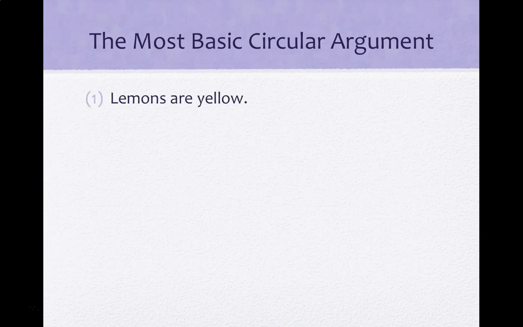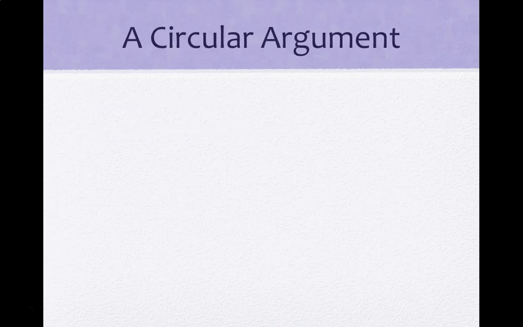So the most basic form of a circular argument is something like this. Lemons are yellow, so lemons are yellow. So this argument obviously has no content, right? It is just the premise followed by the conclusion, which is exactly the same as the premise. But it gives us the form of a circular argument.